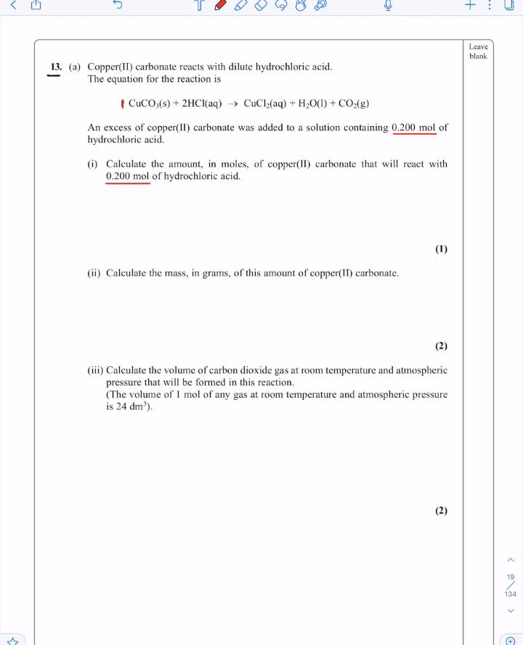We will use the ratio between the copper carbonate and the hydrochloric acid. The ratio is 1 to 2, so the moles of copper 2 carbonate is equal to moles of hydrochloric acid over 2, because the ratio between copper carbonate and hydrochloric acid is 1 to 2. So here it is 0.100 mole. Calculate the mass in grams of this amount of copper 2 carbonate. The formula says moles is equal to mass over Mr.